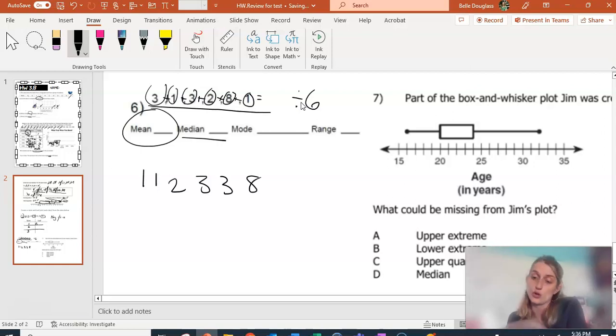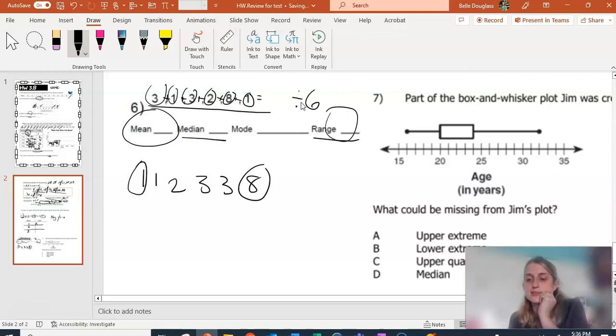It's possible to have no mode, in which case you would literally write the words no mode. It's possible to have one mode, just write the number that's the most frequent. 2 modes, if they're tied, write them both. 3 modes, if they're tied, write them both. And last step, range. The biggest number minus the smallest number. Tell me what that answer is.